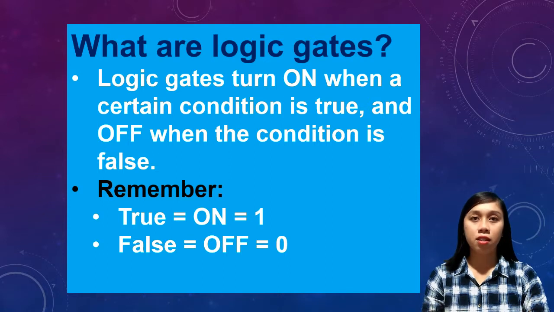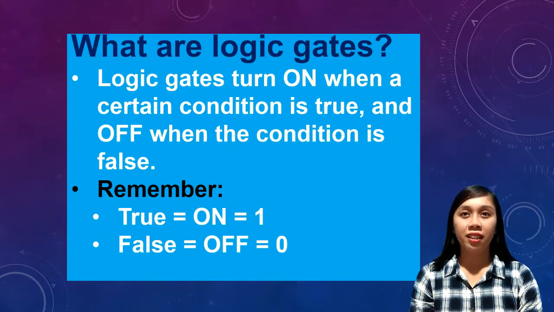For instance, let's say the switch. Once the switch is on, that means it is in a true condition, while if it is off, that means it is in a false condition. Always remember that true is equal to on and it is also equal to 1, and false is equal to off and it is also equal to 0.